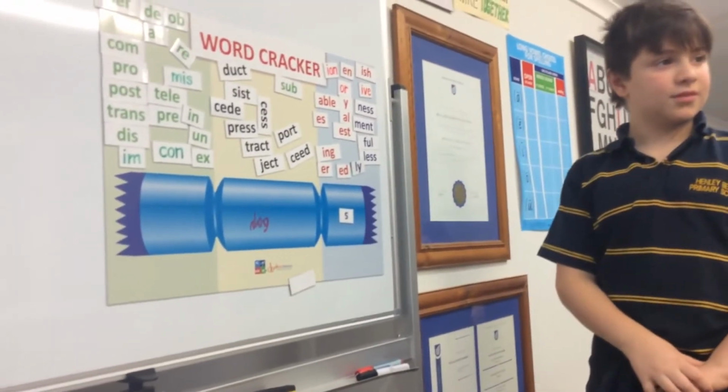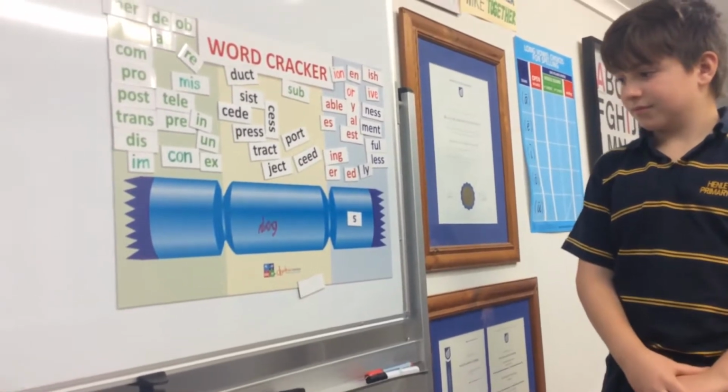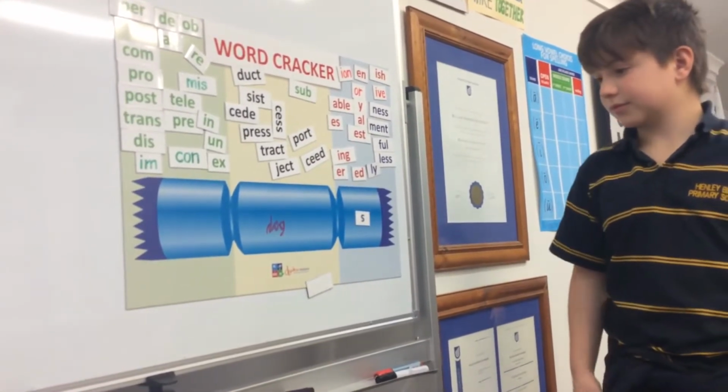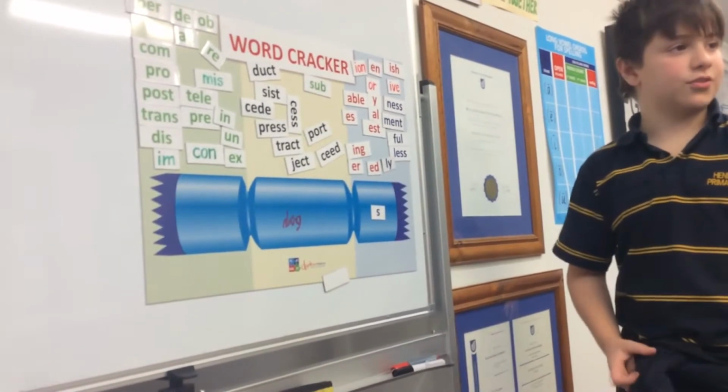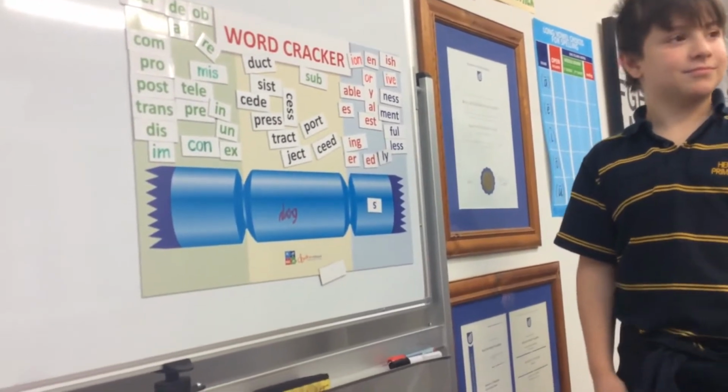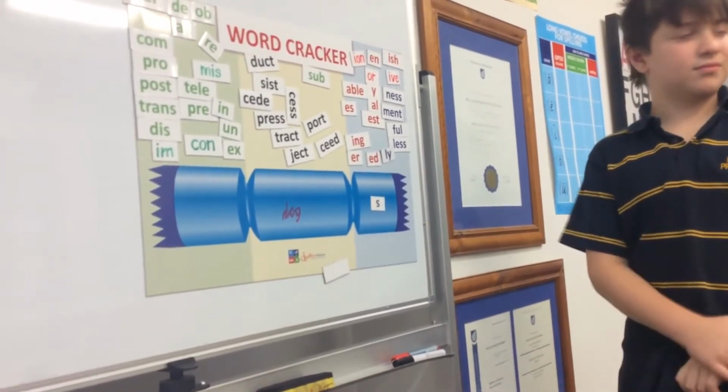What it's done, it's changed the meaning of dog a little bit. It's changed it from one dog to what? Two dogs. Or many dogs, yeah. That's what suffixes do. They change the meaning of the base word a little bit.